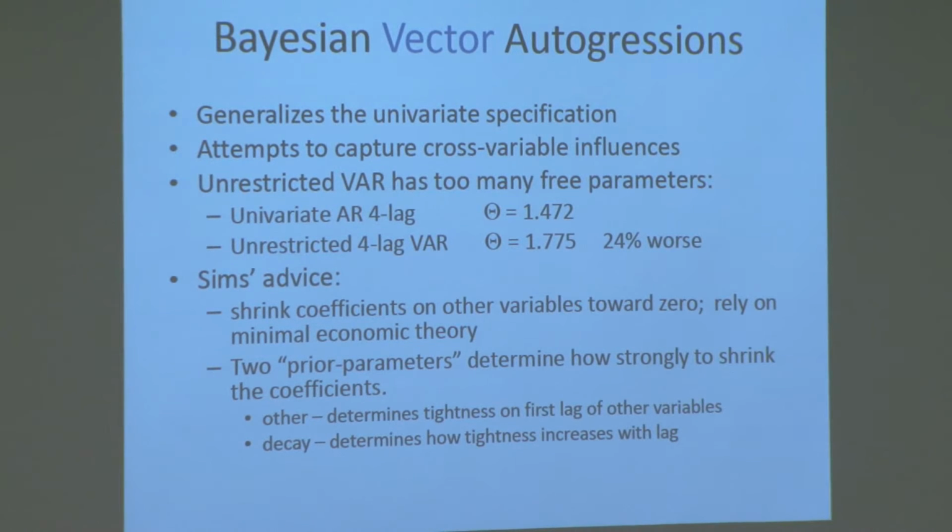As I mentioned, if you just use an unconstrained vector autoregression, there's too many free parameters. In a univariate 4-lag equation, you have 5 free parameters because you add a constant term. In an unrestricted 4-lag vector autoregression with 10 variables, you have 41 coefficients to estimate. And if you just do the standard out-of-sample forecasting exercise, instead of having 1.47 standard deviations as your average error, it jumps up to 1.77. So it's 24% worse.